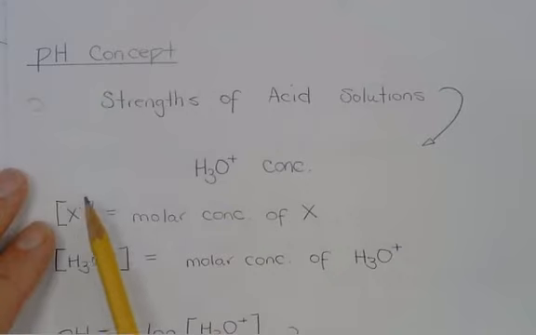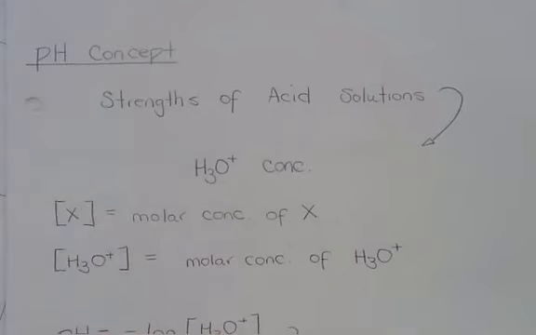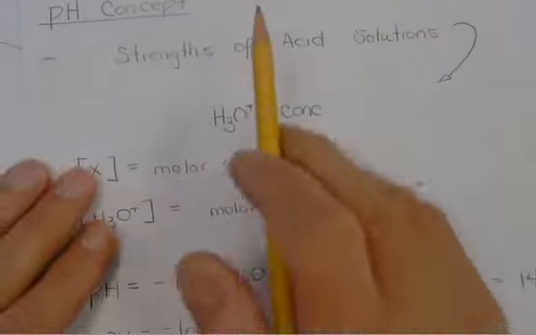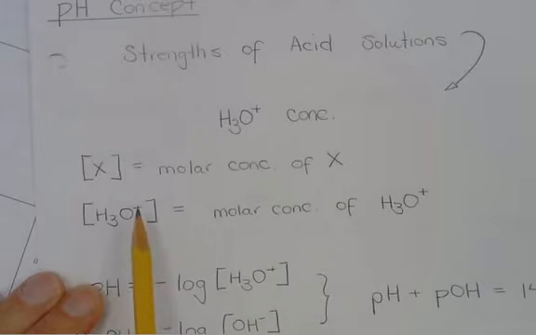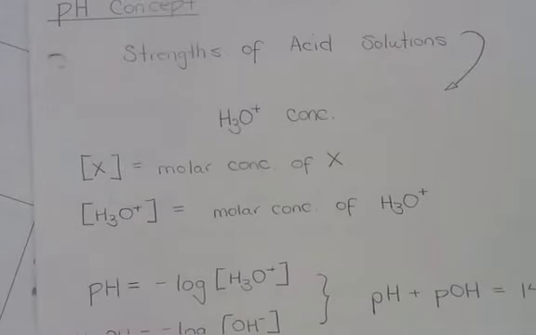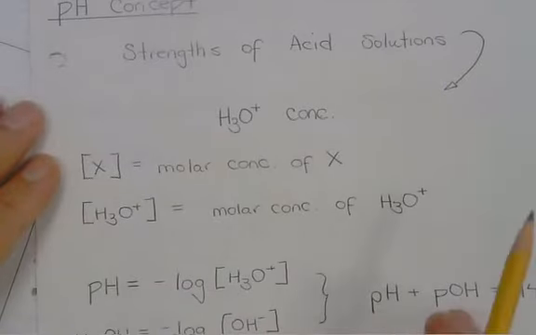We know anytime we put something in brackets, we're talking about how many moles per liter of that substance we have at equilibrium. So our big concept here is that it's going to be very important to discuss the bracketed H3O+, which means the molar concentration of the hydronium ion once the substance is at equilibrium. Okay, so molar concentration of H3O+.